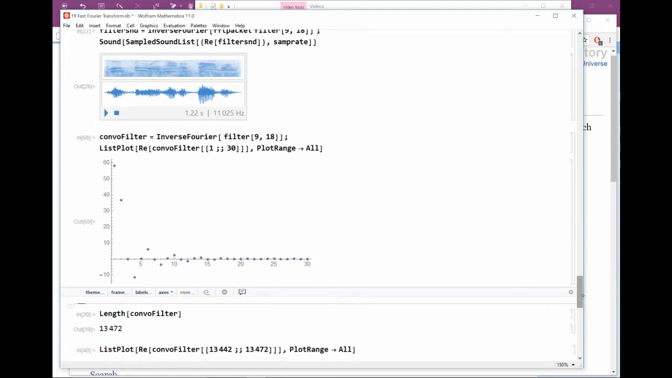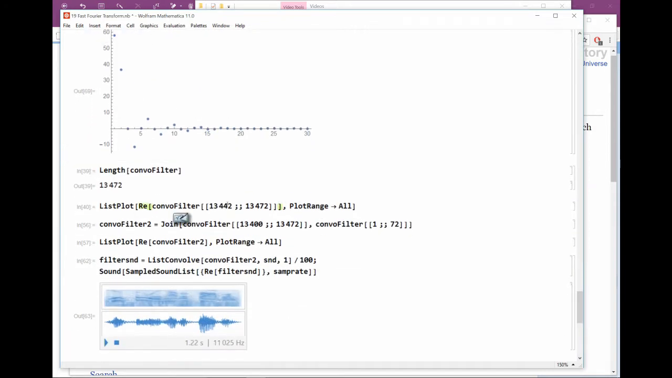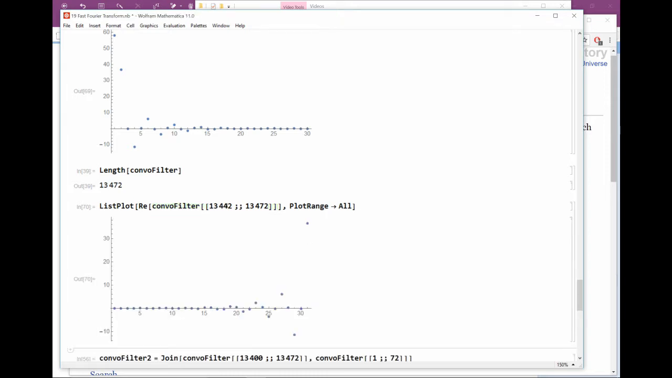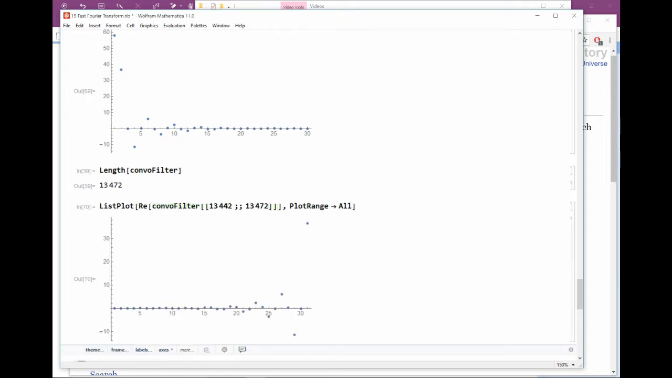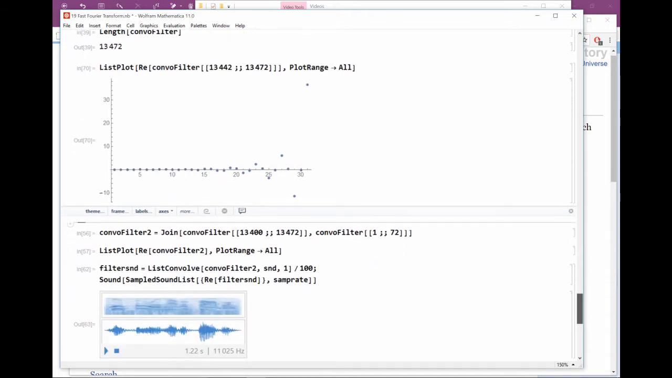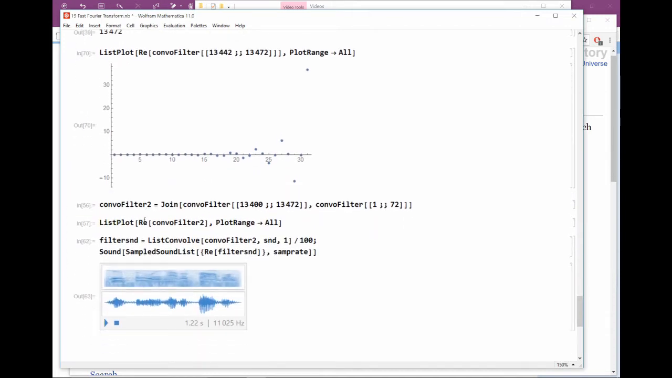Since all the rest of them are very, very close to zero, I'm going to shrink my filter to include only the first 30 and the last 30 elements. The last 30 elements are kind of the mirror of the first 30 elements, and that's something that should be expected. And so I'm going to make a new convolution filter by joining the last few elements with the first few elements of my filter.